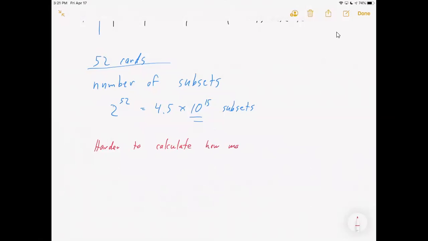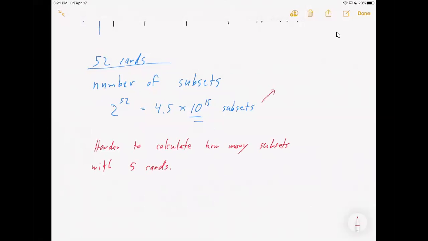how many subsets with, say, 5 cards. So in a lot of games, you have maybe 5 cards in your hand at a time. You might have 7 cards in your hand, but that's a harder thing to calculate. It's a very simple calculation to figure out how many total possible subsets.